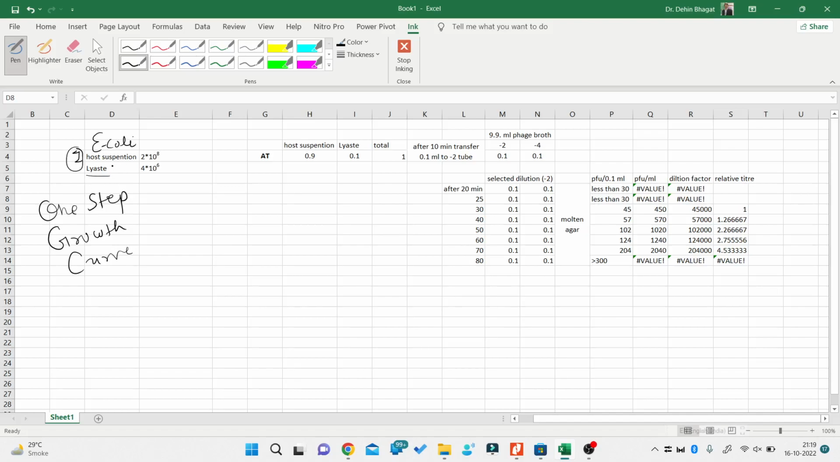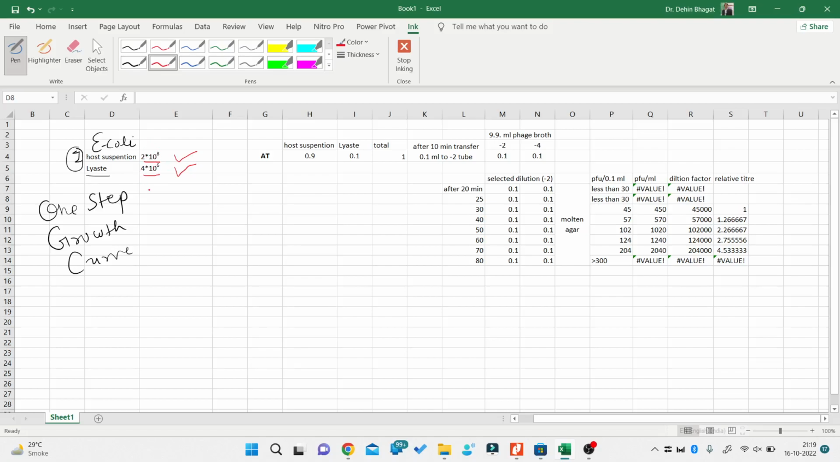We already have a lysate, and you know how to prepare this lysate, with chloroform treatment and all. But for this practical, one thing is very important: the number of E. coli cells and the number of viral particles in the beginning of the experiment. Here we will take 2 into 10 raised to 8 E. coli cells, and 4 into 10 raised to 6 lysate, right? This is very important because these numbers give us the multiplicity ratio.